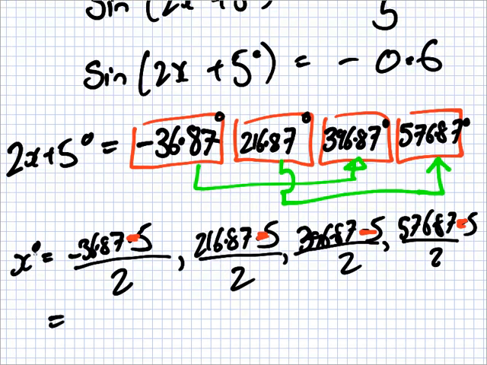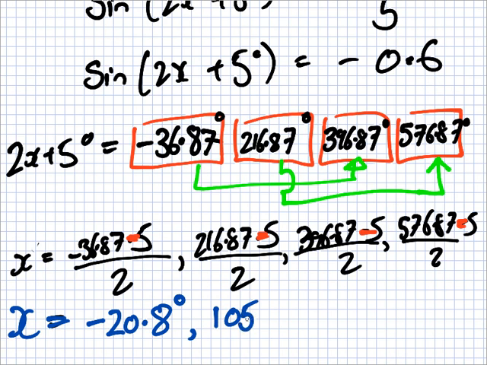So what are my answers here for x? Minus 20.75, so minus 20.8, okay? 105.9, so that'd be 106 if I round it off. 195.9, so that'd be 196. And then lastly, 285.93, so that would be 286 then.